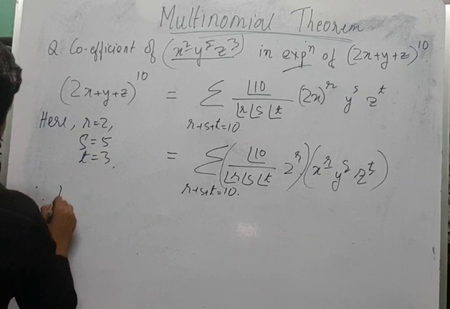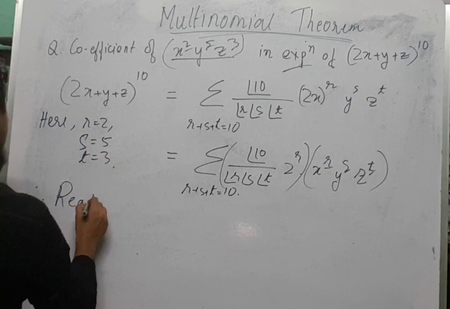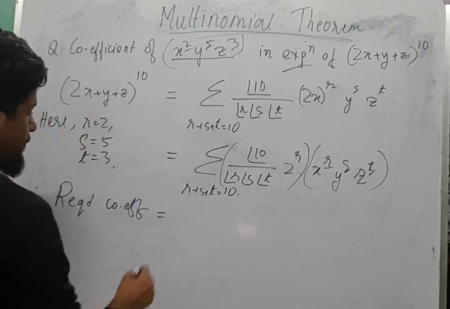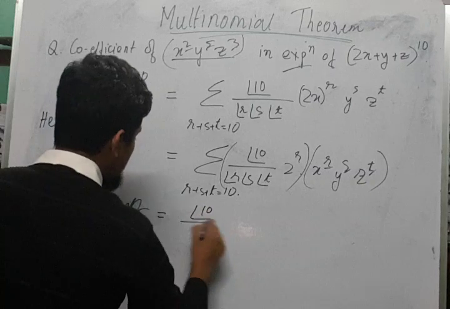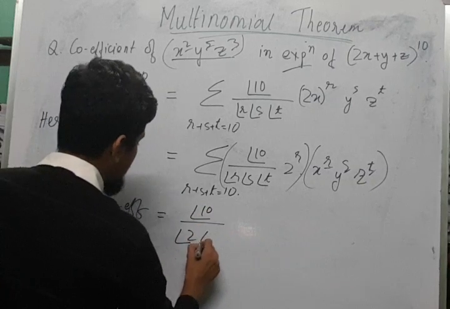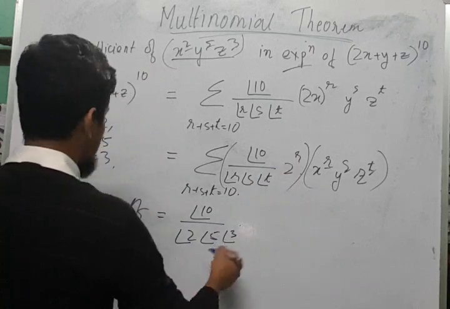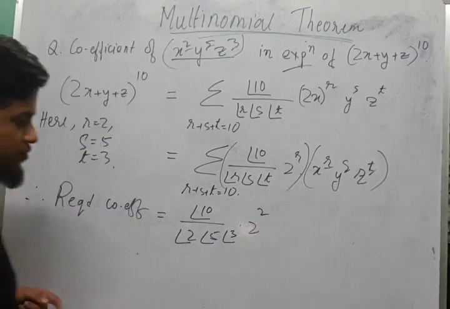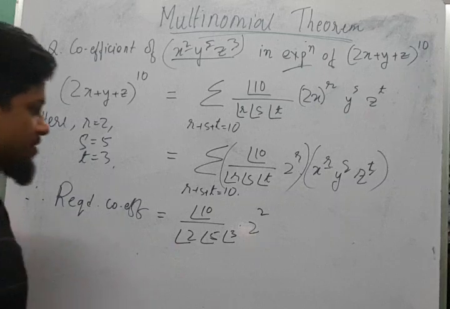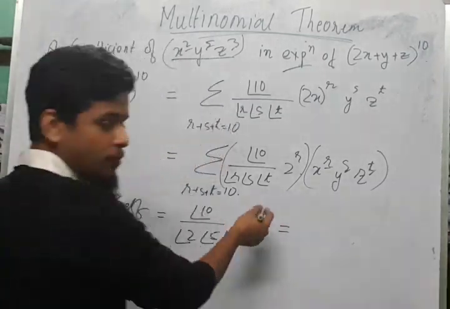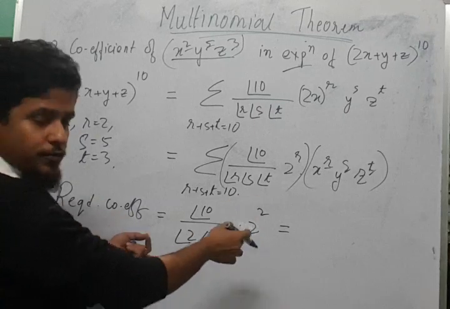Therefore we can write that the required coefficient will be equal to 10 factorial on the top, then 2 factorial, 5 factorial, 3 factorial, into 2 to the power r. 2 to the power 2 is basically 2 square. So this is the structure. We need to solve this structure. This will take some time, but ultimately you know the process has come to this format.